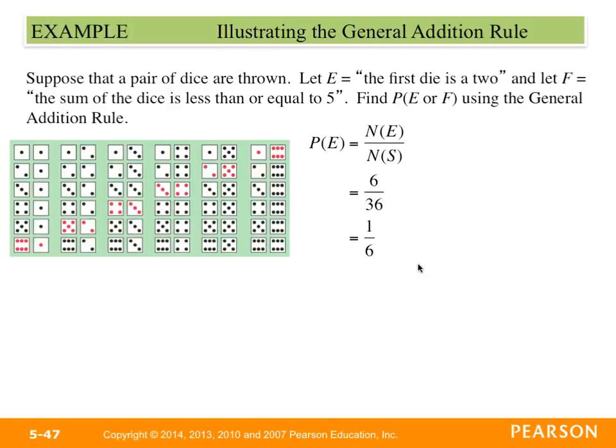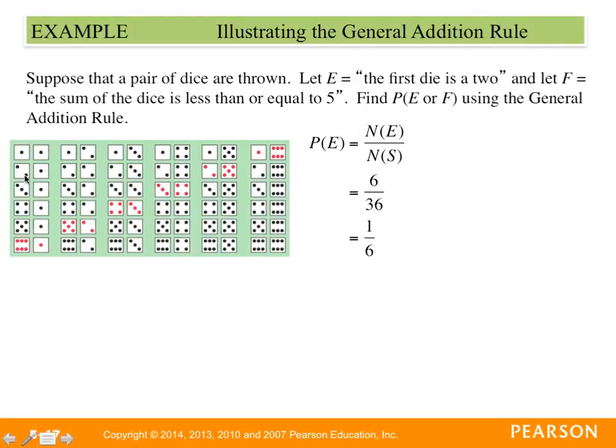Suppose a pair of dice is thrown. Let E equal the first die is a 2, and F equal the sum of the dice is less than or equal to 5. And then what we want to find is the probability of E or F using our general addition rule. So the first thing we have to do is figure out the probability of E. So we want to figure out the probability that the first die is a 2.